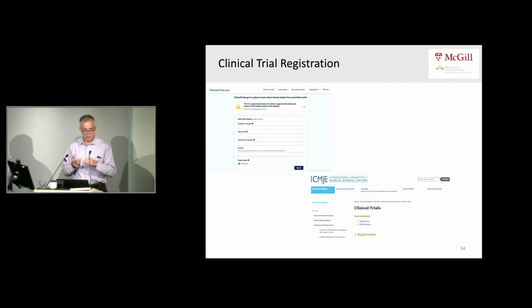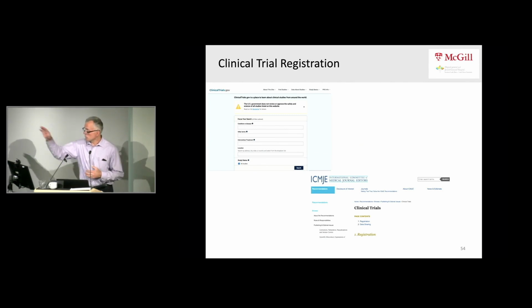So New England Journal, Lancet, British Medical Journal, JAMA in the US, the Canadian Medical Journal is a member, and the Netherlands, there's about 12 or 14 of them that formed this committee. And they issued a statement that their journals would no longer accept trials that weren't registered before they started enrolling patients, as of around 2006.